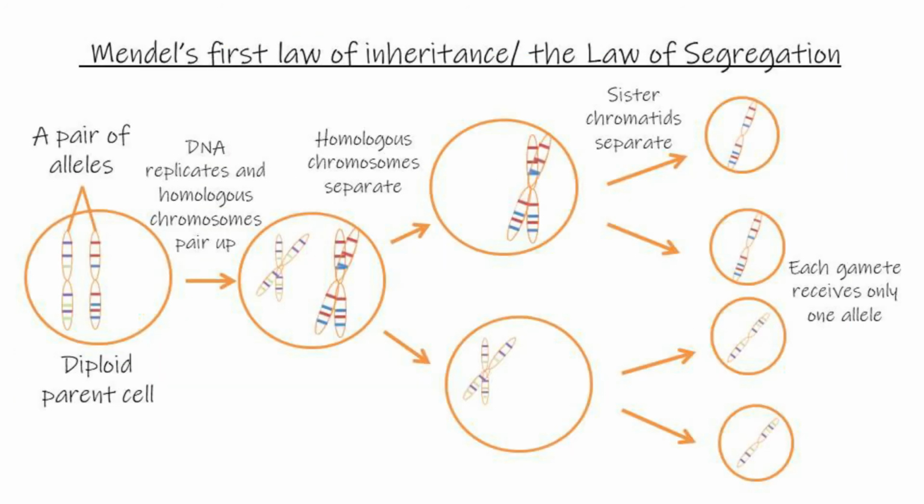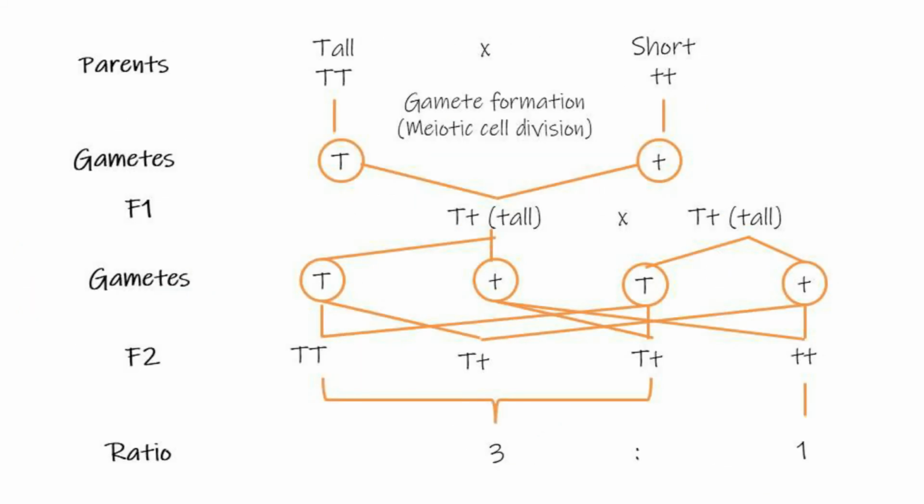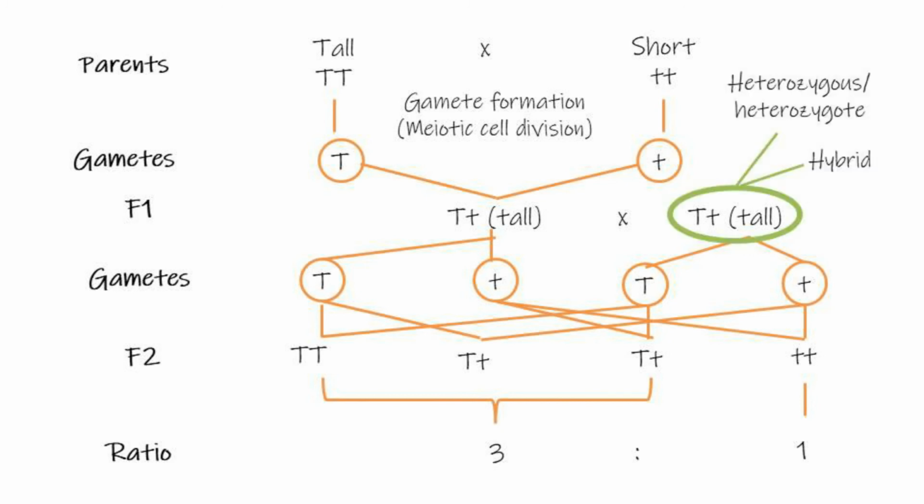During gamete formation, which is known as meiotic cell division, alleles separate so that each gamete receives only 1 allele from each pair. This is known as Mendel's first law of inheritance, or the law of segregation. If you look at the diagram, you will see that the fertilization of gametes from the 2 parents results in the first filial generation with the allele combination of a capital T and a small t.